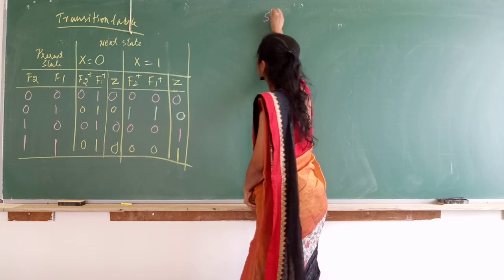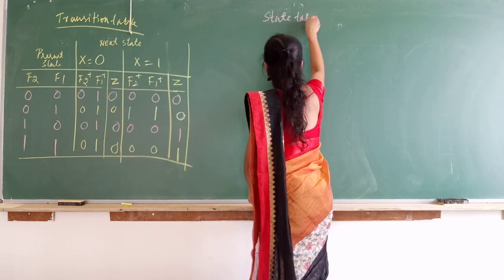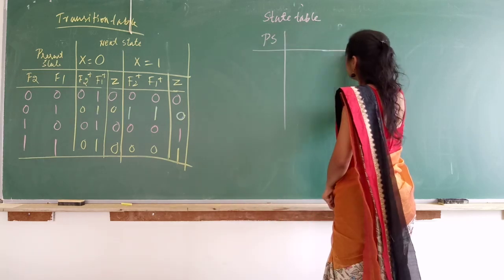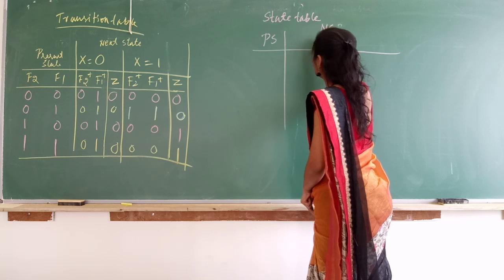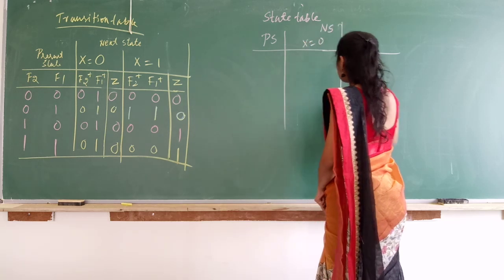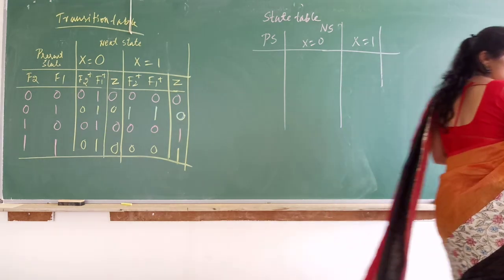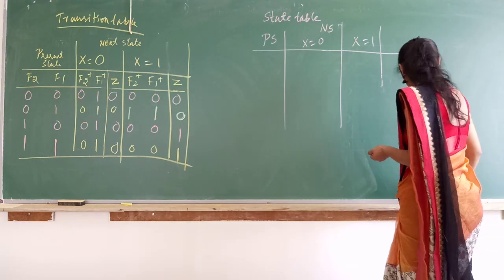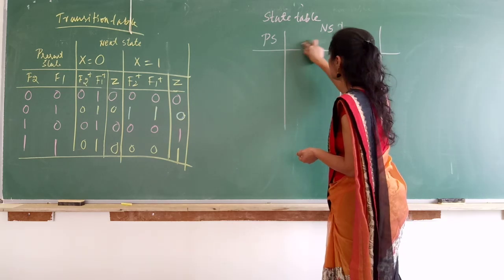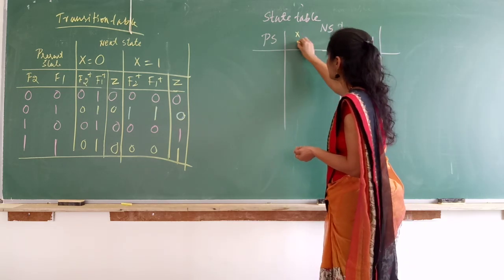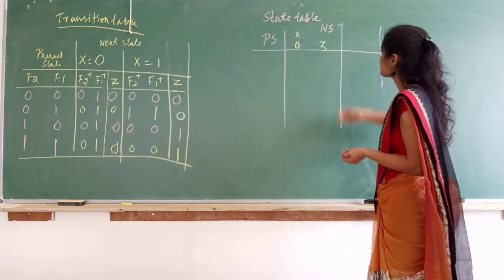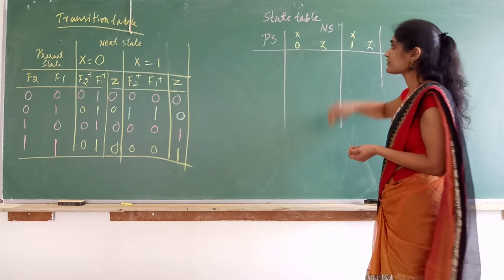Okay, state table. Present state, next state, when x is 0, when x is 1. When x is 0, I'll write here the next state and this is going to be z, because we need to write z also, right? Similarly, when x is 1, and what is the value of z?